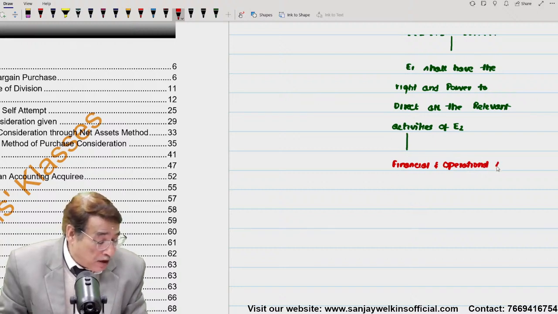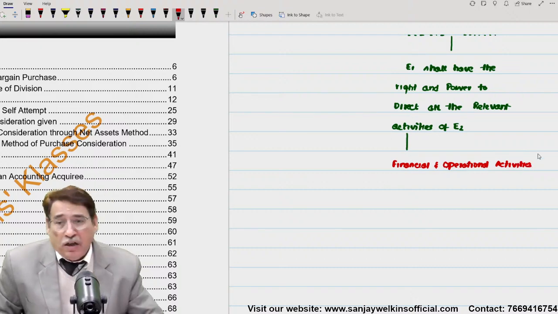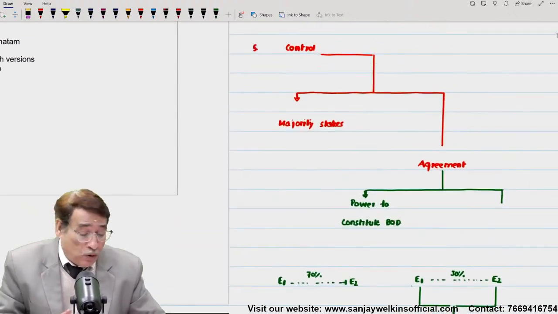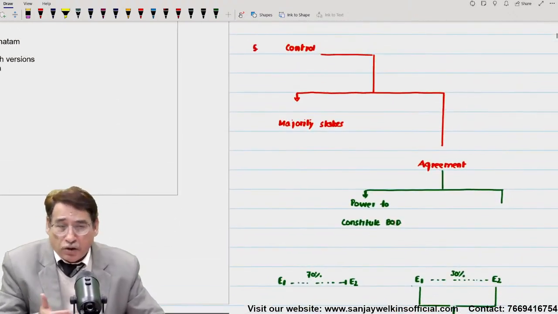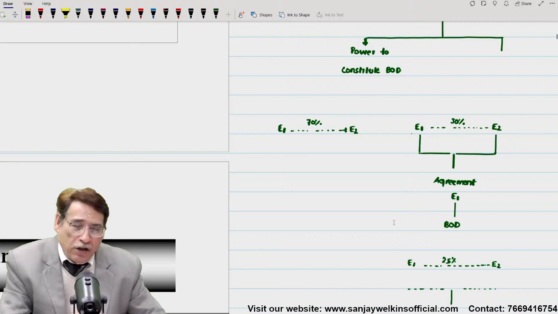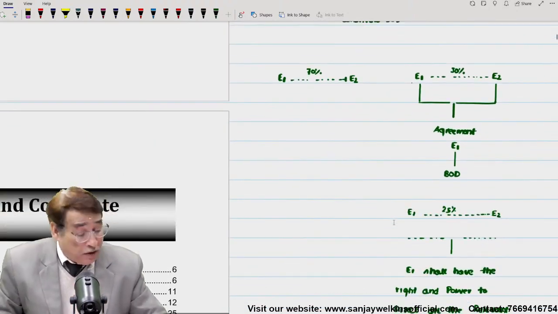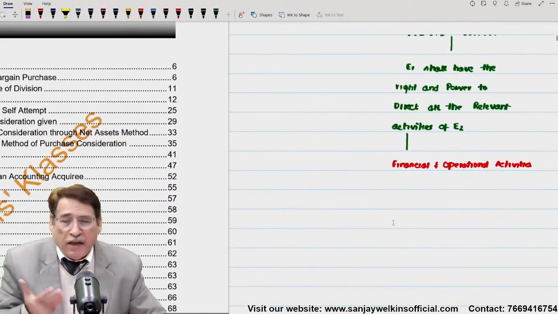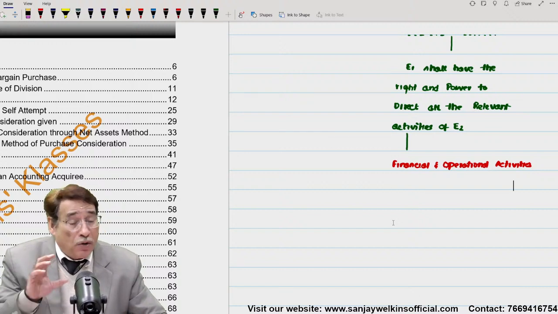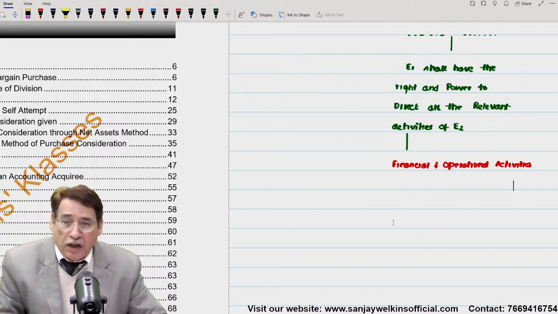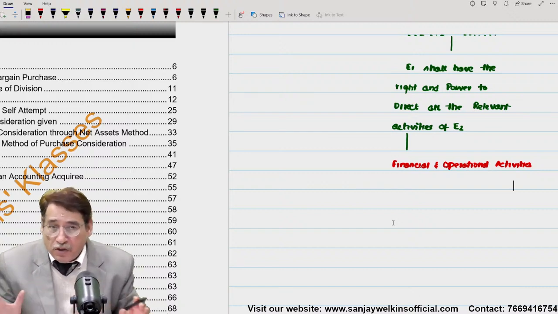So now you must have noticed how you can get the control over the other enterprise. Generally, control accrues through majority stakes. However, control may actually accrue to an enterprise, as I told you, on account of a specific agreement. An agreement could be with respect to the composition of the board of directors or could be with respect to the direction of the relevant activities. Is it clear to you or not?